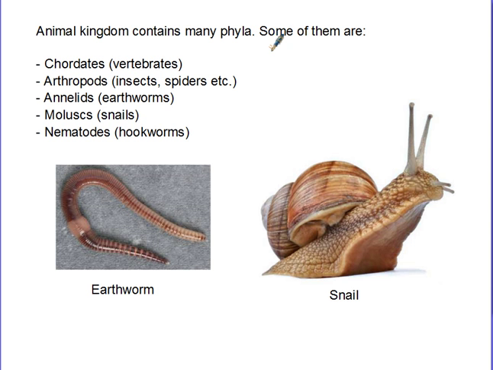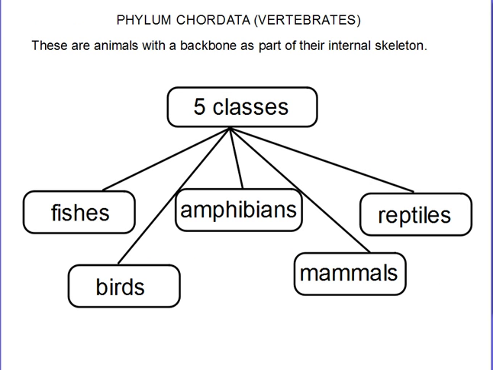The animal kingdom contains many phyla. Remember we have the kingdom, then we come to the phylum. These are the groups under the animal kingdom. We have the chordates, which we call the vertebrates. We have the arthropods, the annelids, molluscs, then the nematodes. The earthworm is an example of an annelid. And then here we have an organism with a shell and a soft body, which belongs to the phylum Mollusca. We will learn about these later on in our classes.